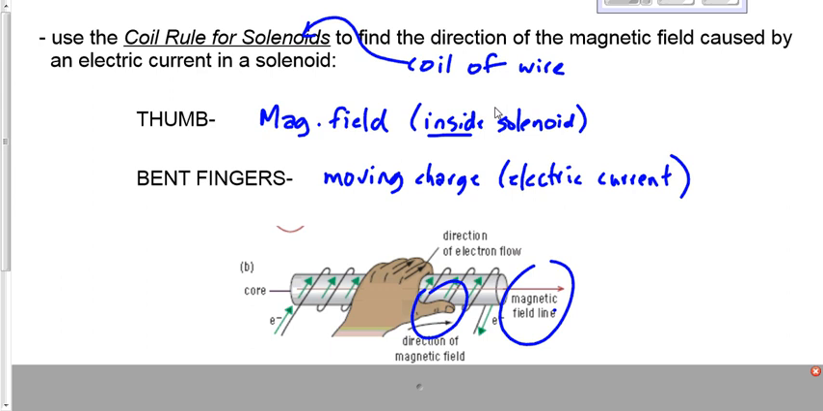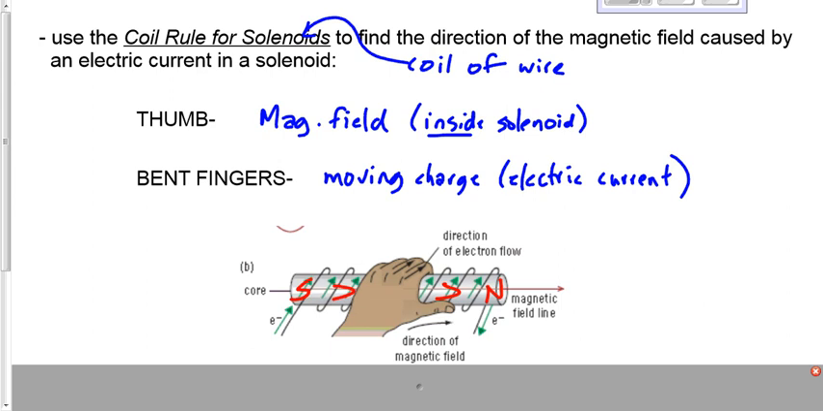Just recognize that it's the magnetic field inside that coil. If the magnetic field inside that coil is pointing to the right, then that means that this would be the north pole and this would be the south pole. Wait a second. Didn't we say magnetic field points from north to south? Magnetic field points from north to south outside. Here we're finding the magnetic field, Mason, inside. Good. So the magnetic field is going to point from south to north here.